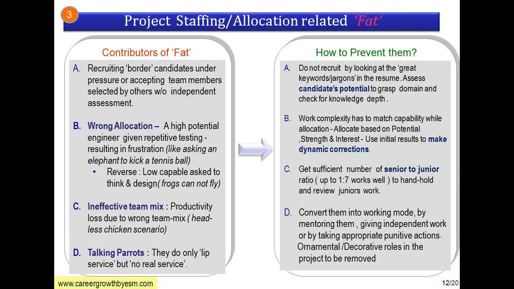Inefficient team mix. What does it mean? Inefficient or ineffective team mix. What happens is you have a lot of juniors in the team, and there is no real mentorship there. To get a really good project mix, you should have at least 1 senior member for 7 juniors. So a 1:7 ratio actually works extremely well. You have to get this ratio.